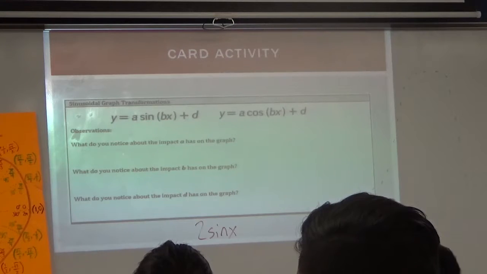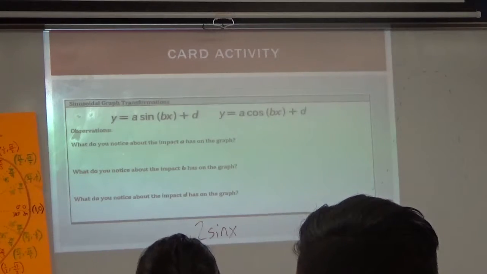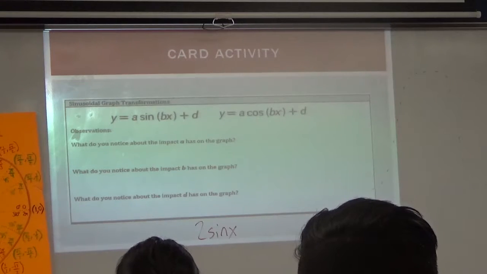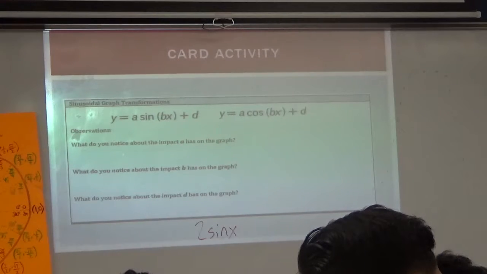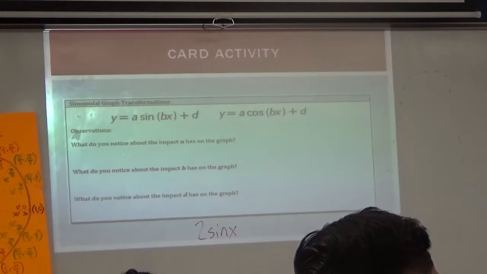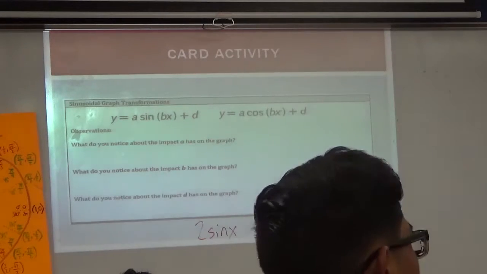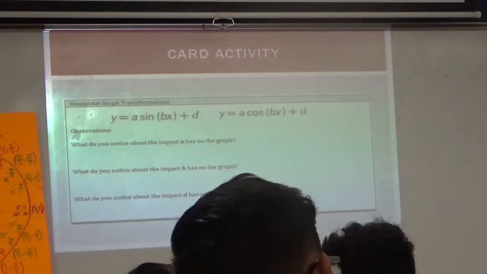Ready for the next one? Does everyone have an idea what's happening with A? Which direction? Like this or like this? Vertical. So say vertical and stretch, and then pick up those back and then try the next one. Y'all ready for the next one?